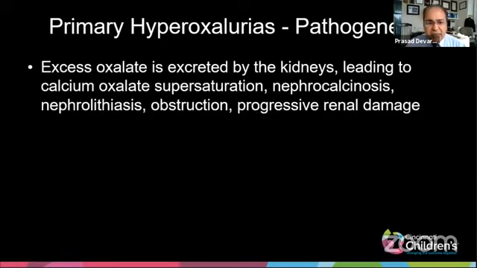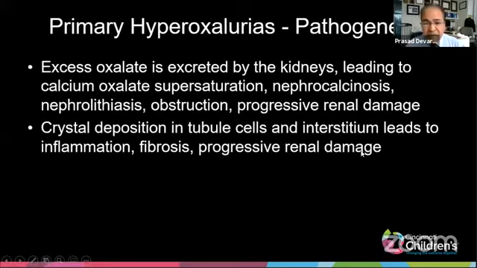What's happening? Excessive oxalate is excreted by the kidneys, and that leads to calcium oxalate supersaturation, as in our patient. It causes both nephrocalcinosis as well as nephrolithiasis. And I will show you pictures that differentiate the two. Nephrocalcinosis is calcium deposition in the kidney. Nephrolithiasis is actual kidney stones. It can cause obstruction and progressive renal damage, as you saw in the kidney biopsy that I showed you. Crystal deposition in the tubule cells and interstitium leads to inflammation, fibrosis, progressive renal damage.